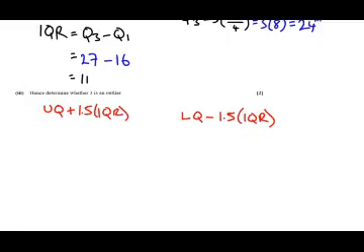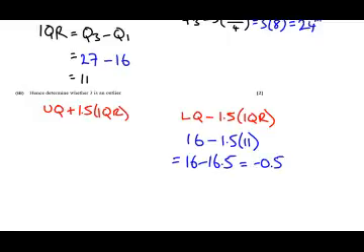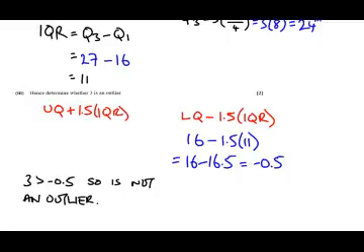Lower quartile, 16. Interquartile range of 11. Working this through, 1.5 times 11 is 16.5. So 16 minus 16.5 equals negative 0.5. Anything below negative 0.5 will be an outlier. 3 is not below negative 0.5, so it can't be counted as an outlier. Let's finish off with a statement here: 3 is greater than negative 0.5, so it is not an outlier. And that will be worth all your marks.